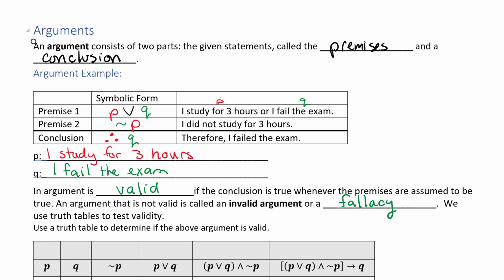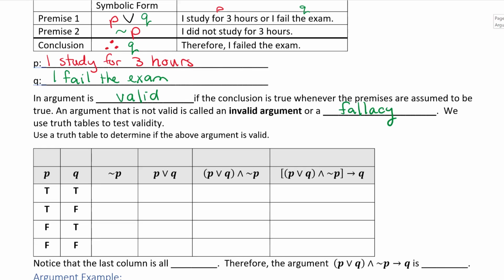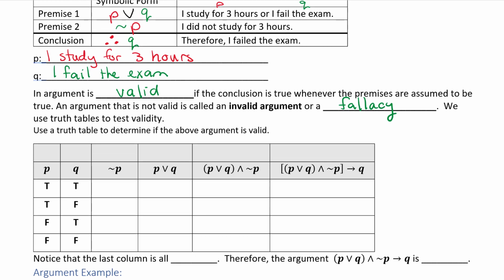In order to test this, we're going to use our truth tables to test the validity of this argument. I'm going to use the same P and Q that we just talked about to find out if our conclusion is true. Our first thing that we need to do is find not P, which actually is our premise 2. So I'm going to take the P column and negate it, so that's going to be false, false, true, true.